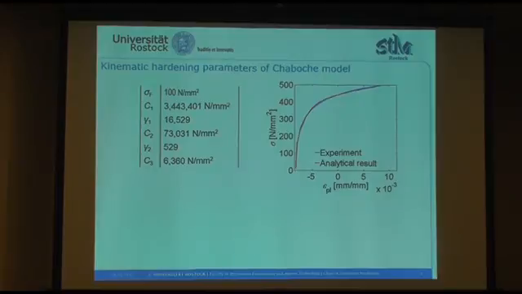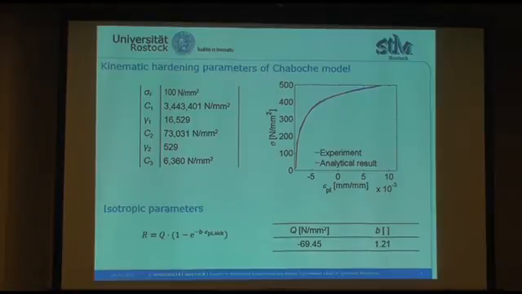The usage of a yield stress of 100 megapascal leads to the best parameter set, which is listed in this table. Here on the right-hand side, you can see that this analytical result fits the experimental data well. Next to the kinematic parameters of the Chaboche model, I identified isotropic parameters. Therefore, I used this equation and the maximum stress over the accumulative plastic strain. In this table, you can see the results of this identification.